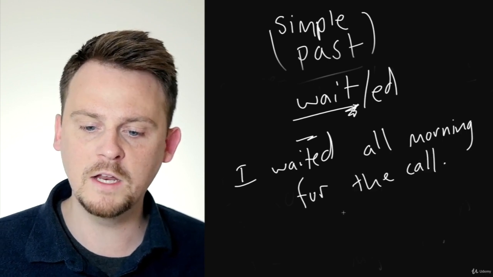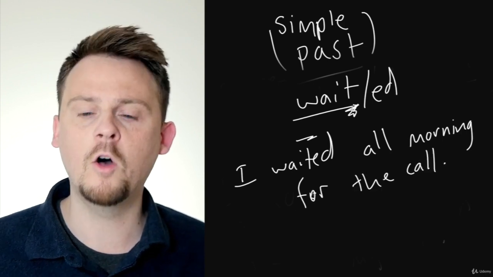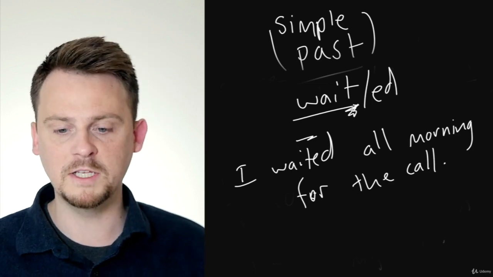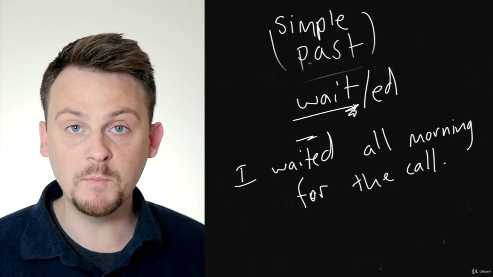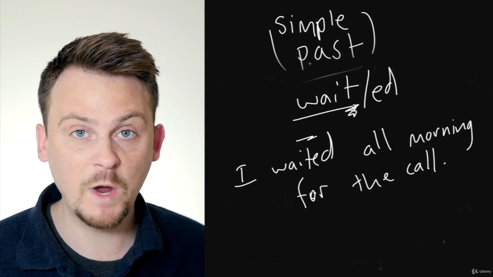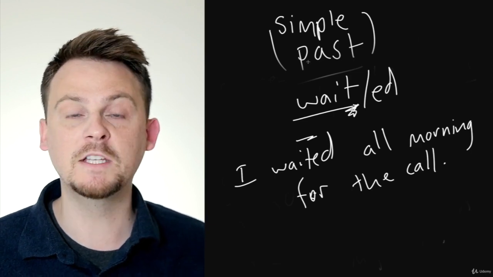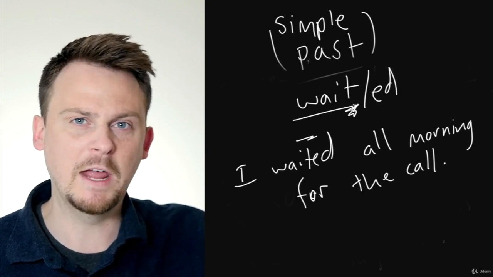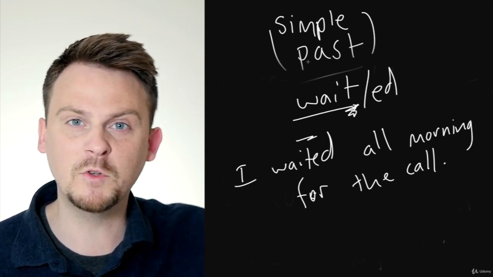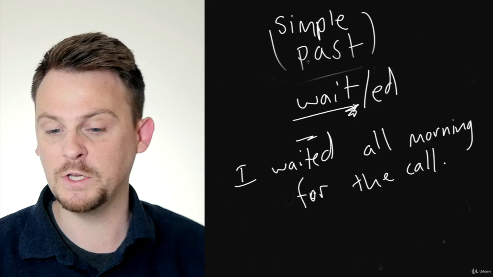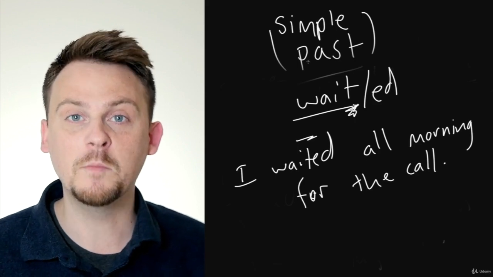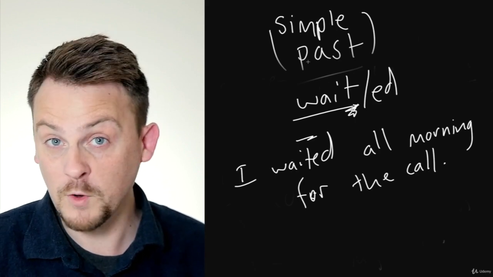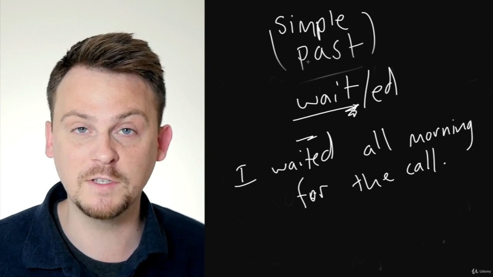I waited all morning for the call. Pretty simple, okay? Why is it simple past? Why is it this one? Why is it waited instead of another one? Because it's finished. It's a thing that happened. Now it's done. We don't have to worry about its relationship to other things that happened. And so we just use this one. It's pretty simple. Okay, now I hope you have a pretty clear idea about how to use the simple past.